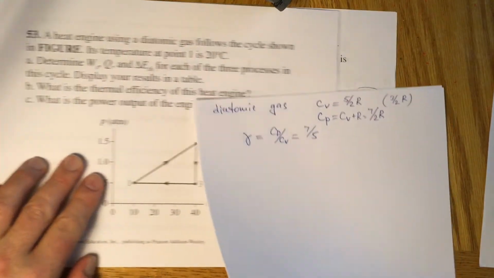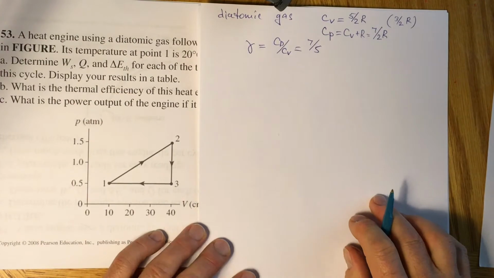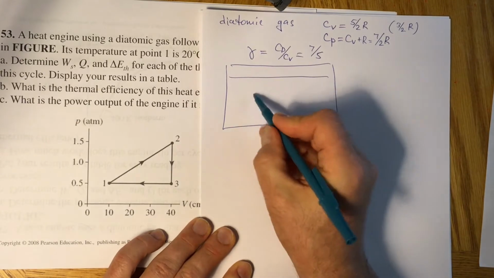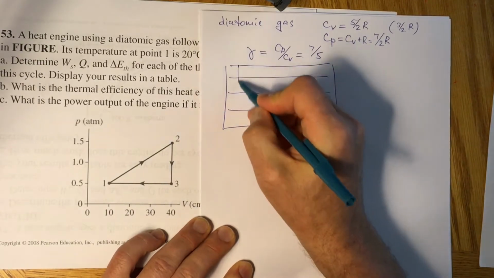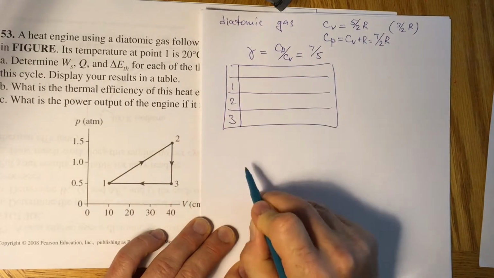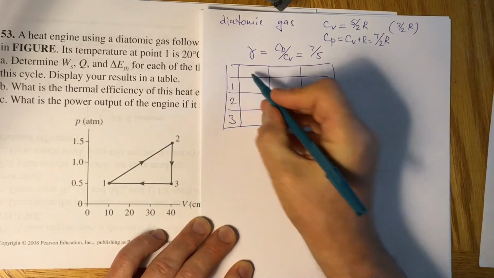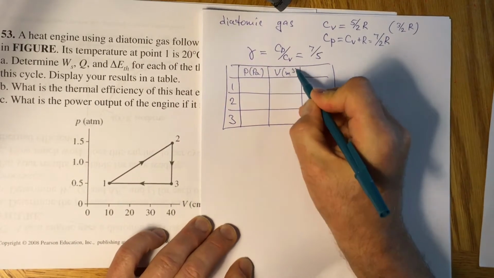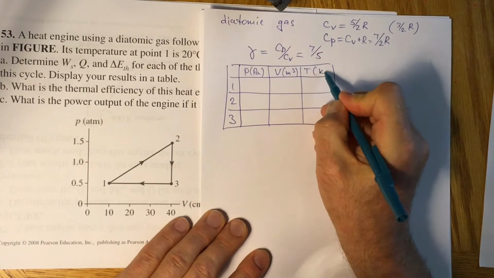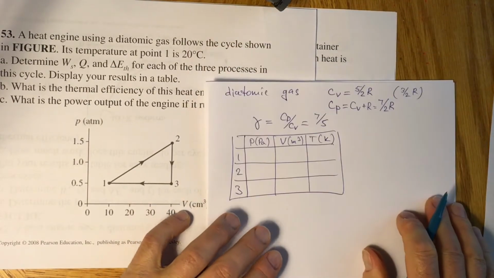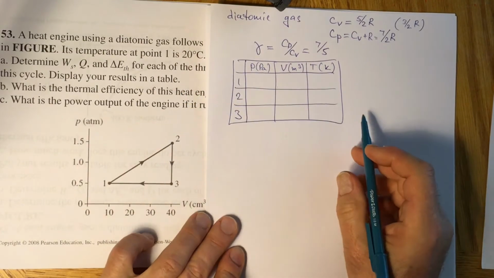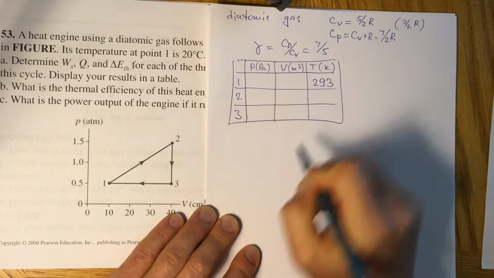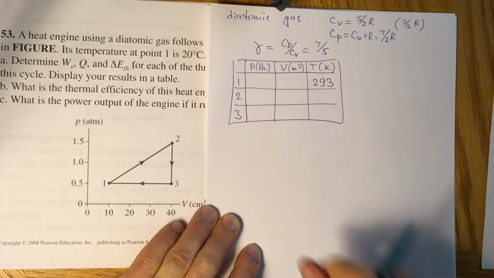Next, what you have to do? You have to look at the picture given to you, the diagram, and you have to fill the table in which you have to look at how many points overall you have in your case. We have 1, 2, 3 points. Then we have to find for each point the pressure in pascals, volume in cubic meters, and temperature in kelvins. Look, from the condition of the problem, you see that the temperature at point 1 is 20 degrees Celsius. 20 plus 273 gives you 293 kelvin. This is the temperature at point 1.